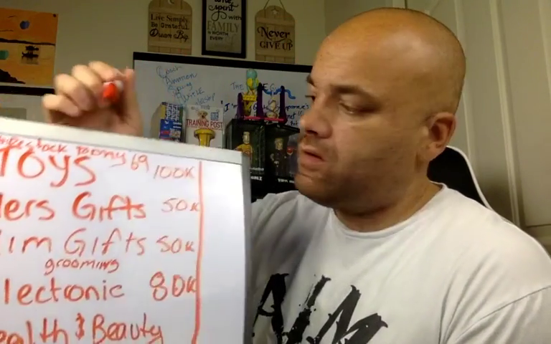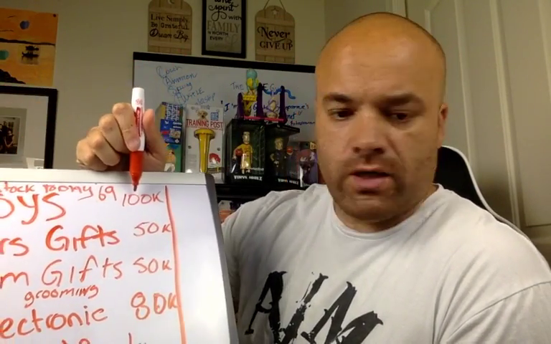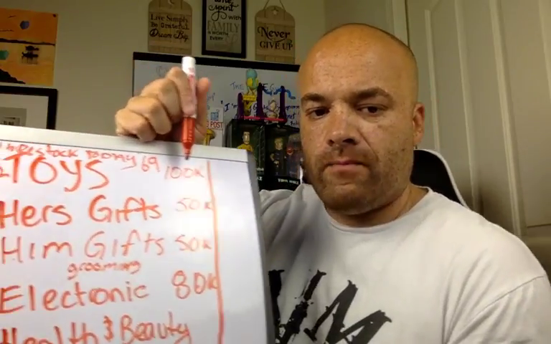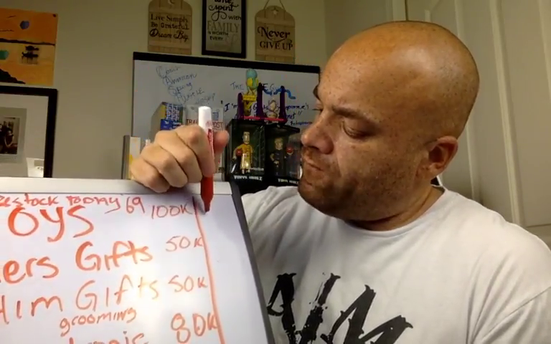Number two, toys. Get your toy inventory up for Q4. Your toy inventory is next. 100K or less. I don't mind going to 150K.